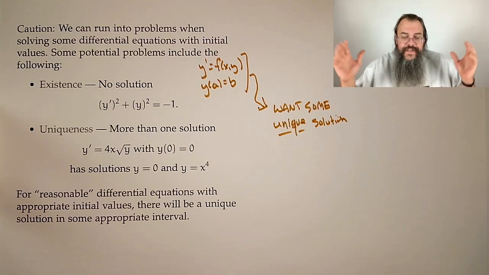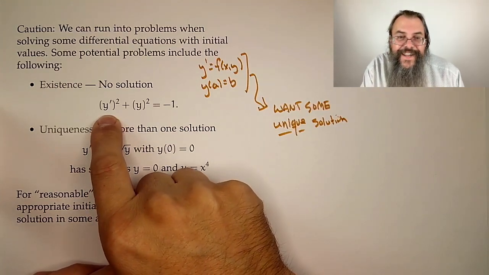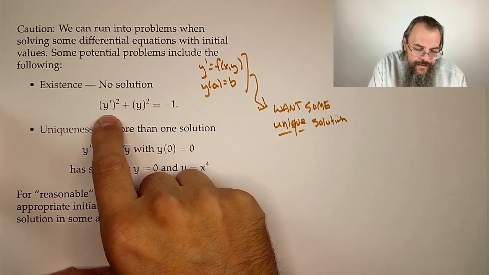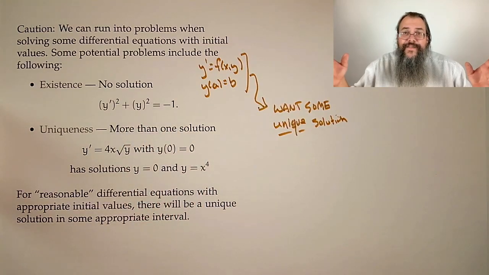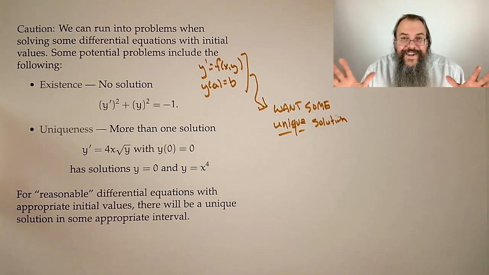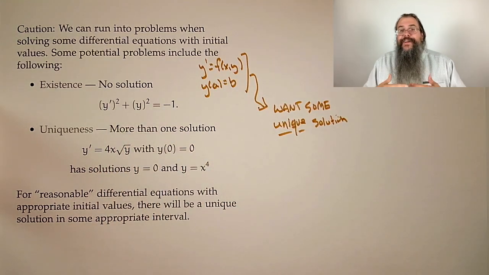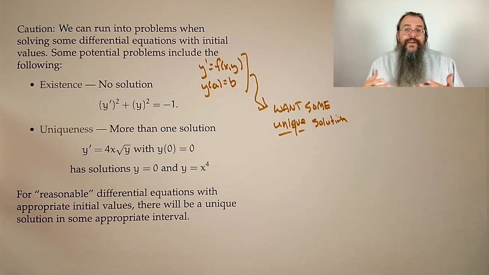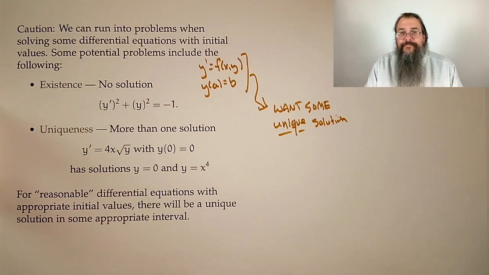So here's a very simple example of how that could be disastrously wrong. Suppose our differential equation says y prime squared plus y squared equals -1. I'm not even saying any initial values. I'm just saying, hey, this is what we want. Is there any solution to this? No, because if we square something and add them together, we have to end up with something that's non-negative. So we can't end up with a -1. All right, so there can't be any solution.